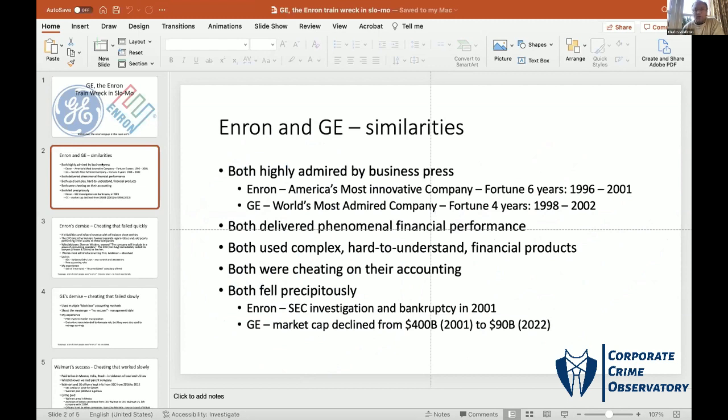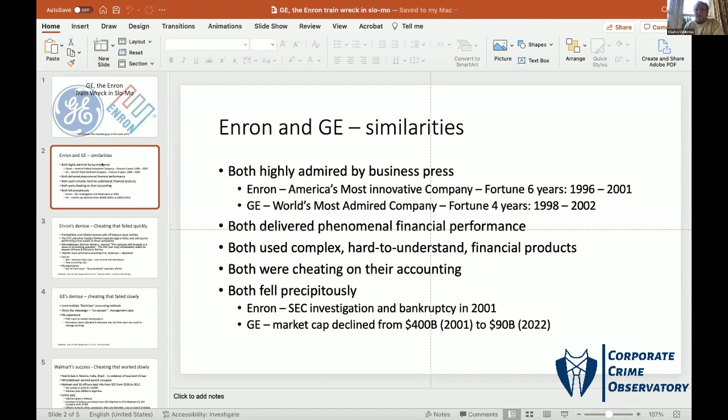We all know that Enron blew up in 2001 because it was discovered that they had used off-balance sheet entities to hide financial problems and to inflate their earnings. Let me just go through the slide real quick. Both Enron and GE were highly admired by the business press. They were both on the cover of Fortune and other magazines as the best companies in the world.